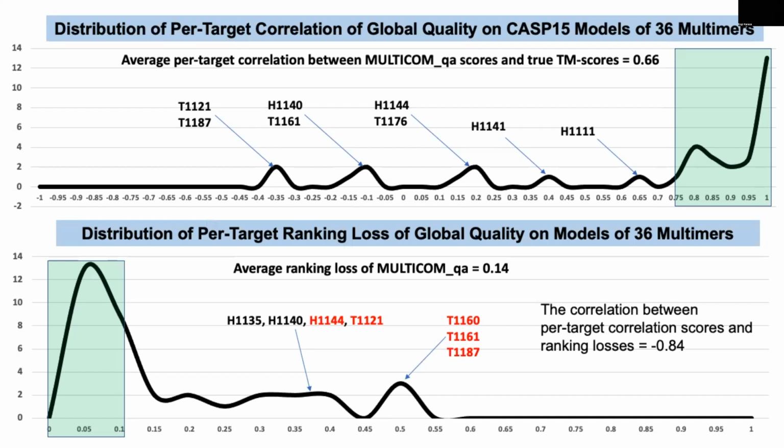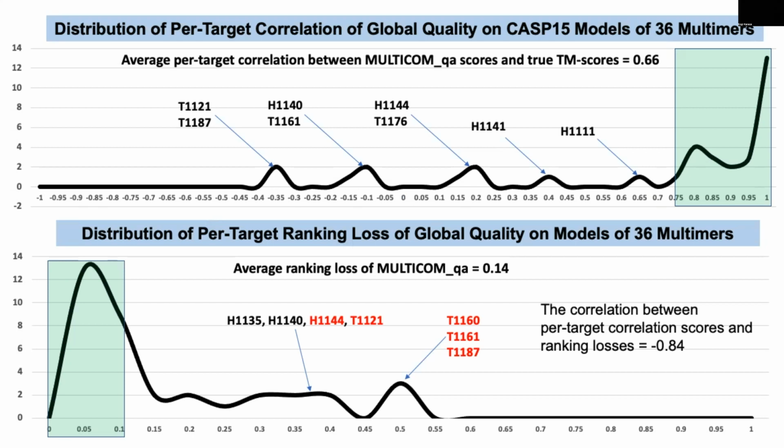We can see that for most targets, the correlation scores are pretty good, higher than 0.75. But there are some bumps here that represent a small group of targets with lower correlation scores, and some of them even have negative correlation scores. So I label those targets here. That means the method failed on those targets.